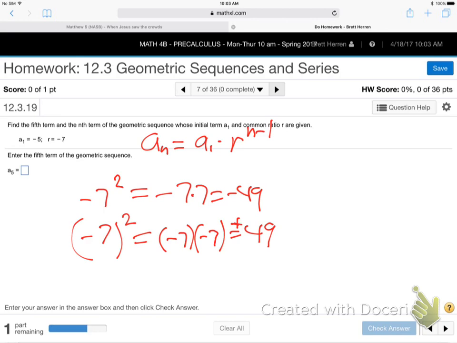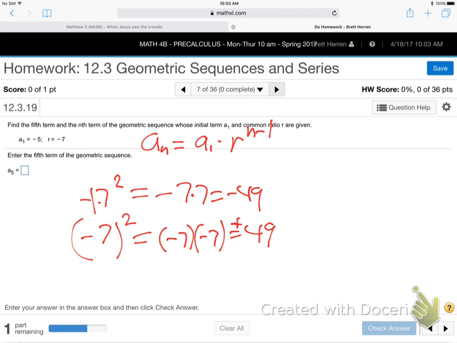Powers are only on the number. They're not even on the sign, which is kind of weird. It's kind of like the minus is a minus 1 separate. That's kind of what it's like. So if there's no parentheses, the power is only on the 7 and not on the minus. And so it stays minus, right? Everybody see that difference I'm talking about?